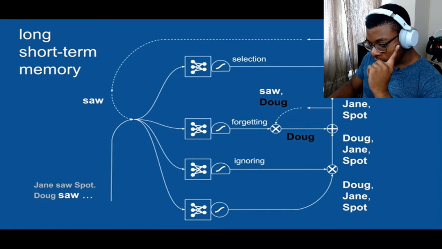Those get passed forward. Our selection gate knows that the word saw just occurred, and based on experience, a name will happen next. And so it passes through these predictions for names. And for the next time step, then, we get predictions of only Jane and Spot, not Doug. This avoids the Doug saw Doug period type of error and the other errors that we saw.